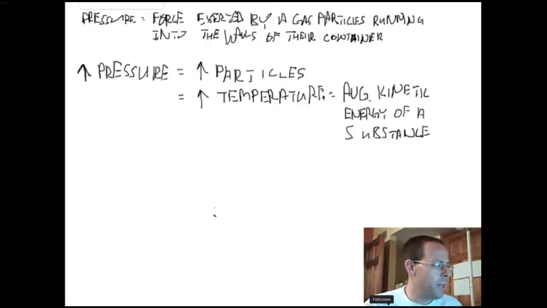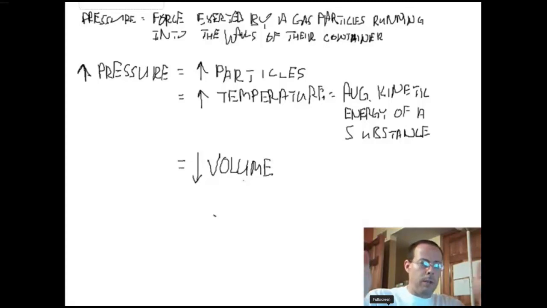The last way we can increase pressure is by decreasing volume. That simply means we can put whatever our gas is in a smaller space. If we have gas in a box this big, and now we compress it to a box this big, because the molecules don't have as far to travel, they're going to hit the sides of the container more often.